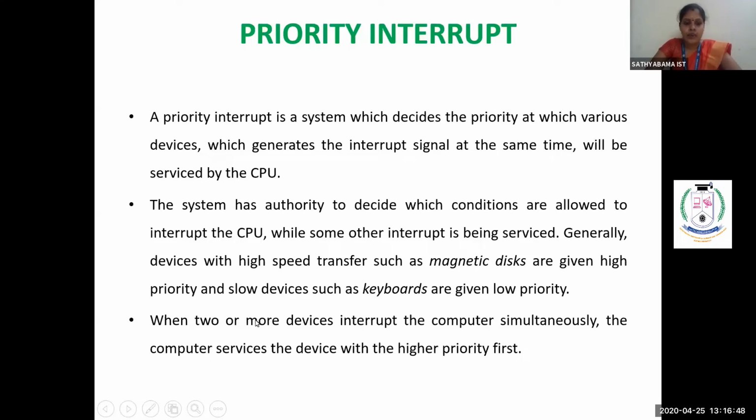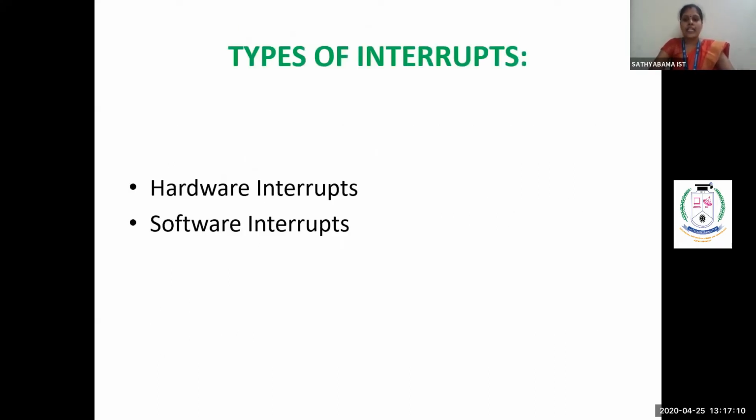The next point: when two or more devices interrupt the computer simultaneously, the computer serves the device with the higher priority first. So with the magnetic disk and the keyboard, the magnetic disk will have the high priority, so that case is serviced first. Understood? This is the priority interrupt.